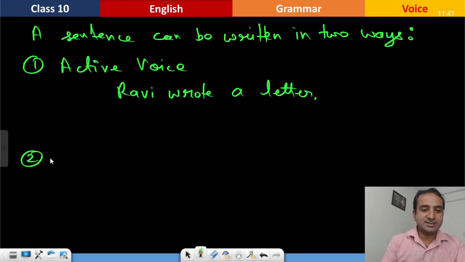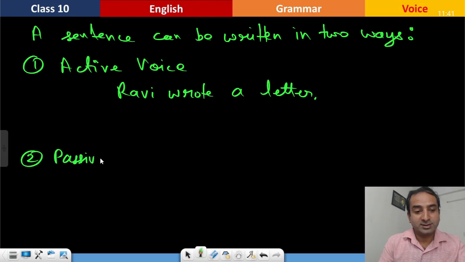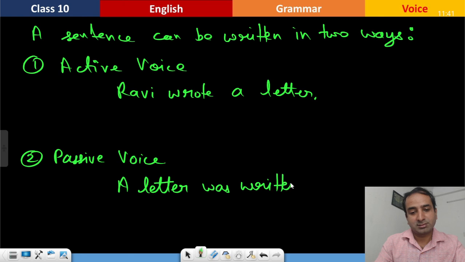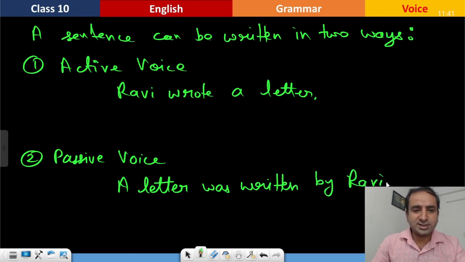And the second one is sentences in passive voice. For example, a letter was written by Ravi. So, what is the basic difference between these two sentences?